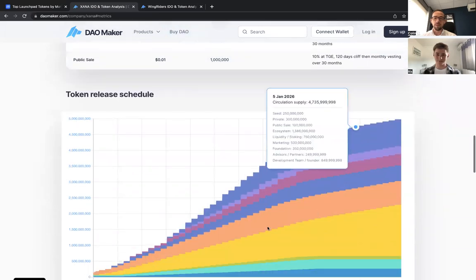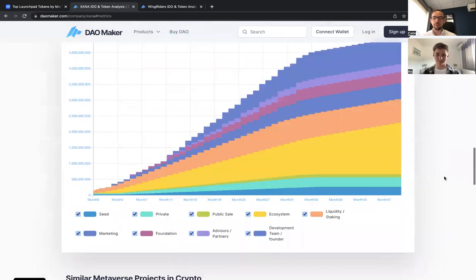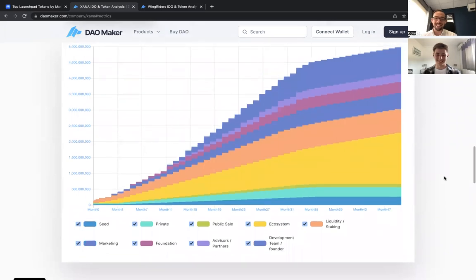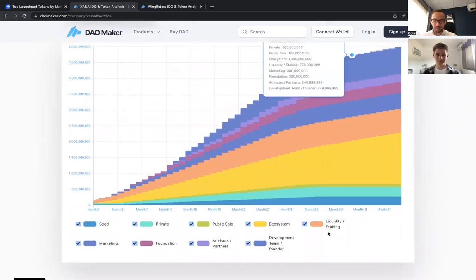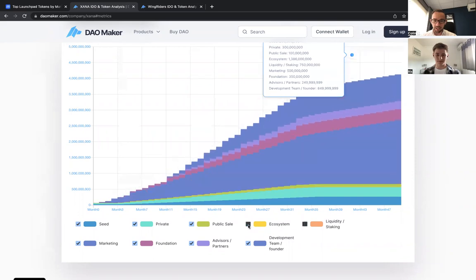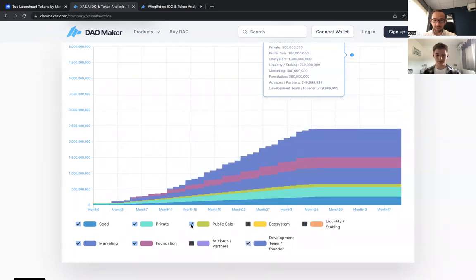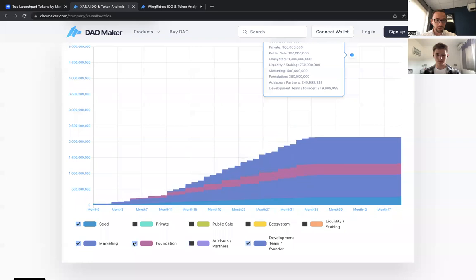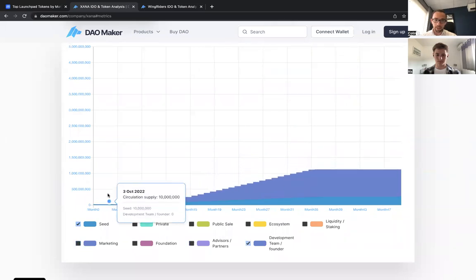Okay, let me see. Well, this graph is not that helpful. Sometimes they use a different graph, but this one is not that helpful. Maybe you can uncheck this. Yeah, okay. So let's see if we can go to the seed round. So the seed tokens. Okay, so in month 1, the TGE, 15th of July, there's 10 million tokens. Yes. And then the next month, it's 10 million, 10 million, 10 million.